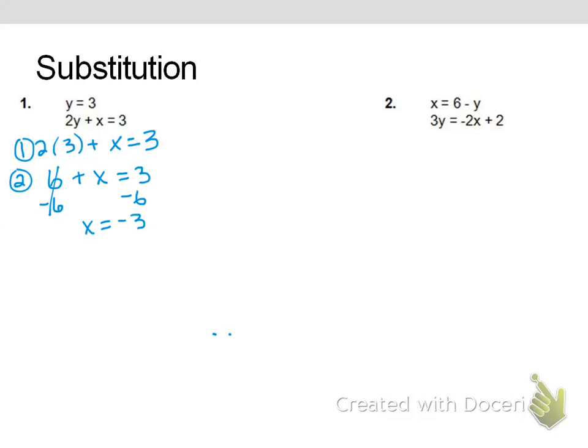Okay, so now person number 3. Now this one was a little bit easier than maybe some other problems, but essentially step 3 is solving for the other variable. In this case, did I have to solve for y? No, because they already gave us y. But essentially step 3 would be solving for whichever variable you're missing.